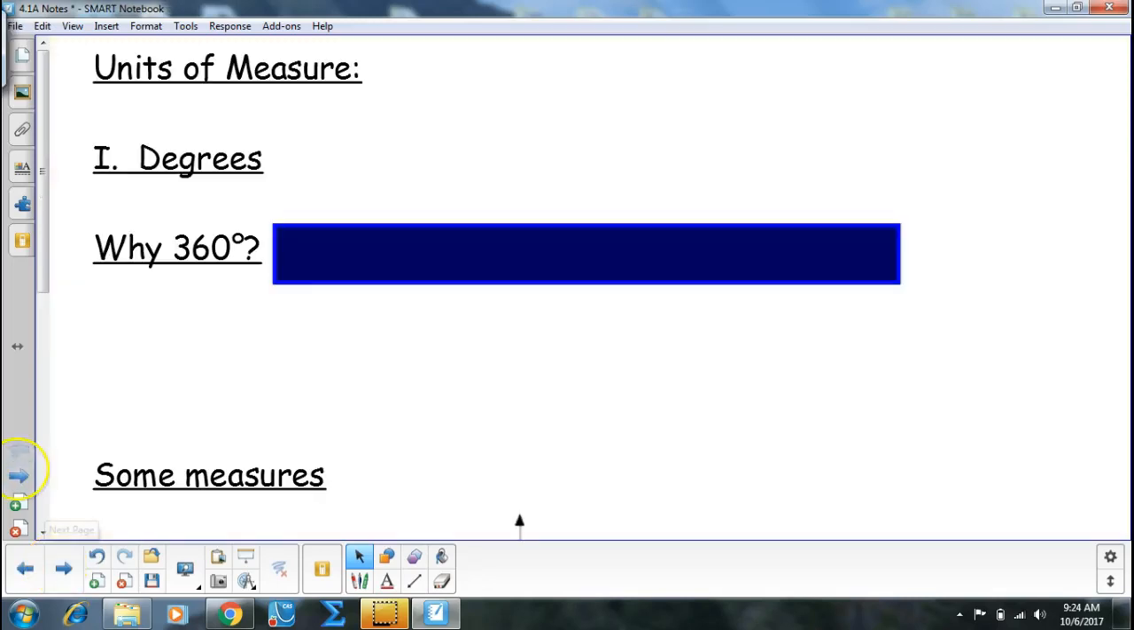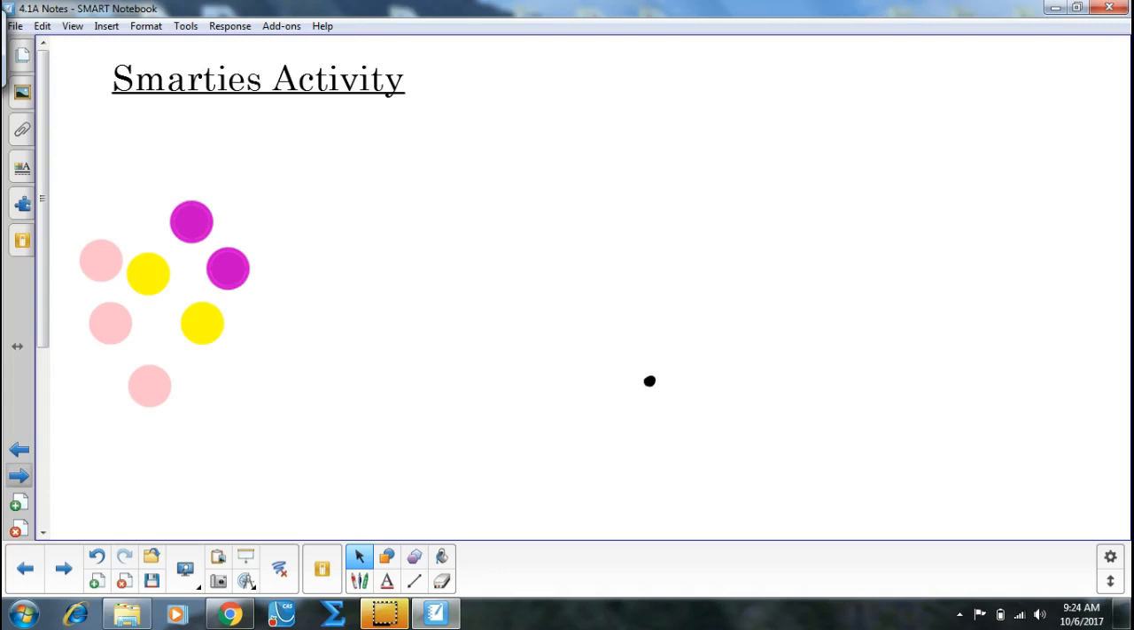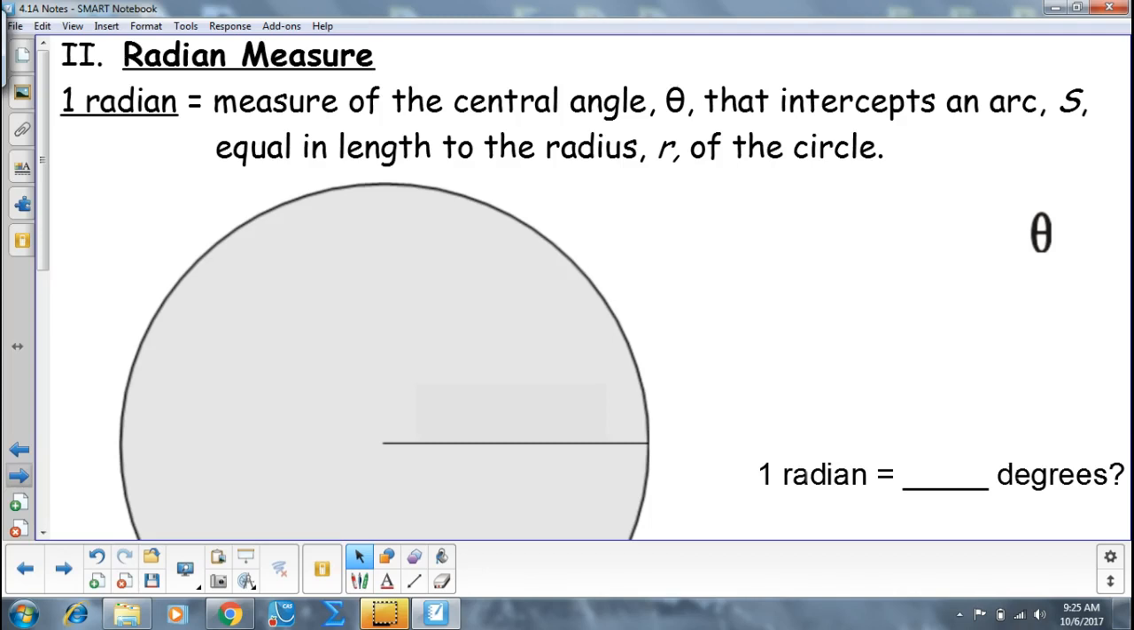All right, so yesterday we talked about degrees, and then we talked about the Smarties, and we made circles with Smarties, and then we made other circles, and we proved that, what did we prove? Anybody remember? There's 6.28, or what did we call it yesterday too? 2 pi. There's 2 pi radians in a circle, right? Okay. So instead of 360 degrees, there's 2 pi radians in a circle.